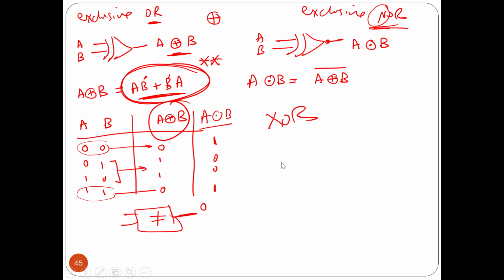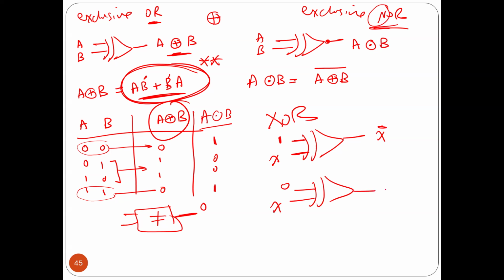Okay, there is another way to express this truth table. What is it? If one input is one and the other input is X, whatever X is, zero or one, the output is actually X prime. If one input is zero and the other input is X, I'm going to get X.